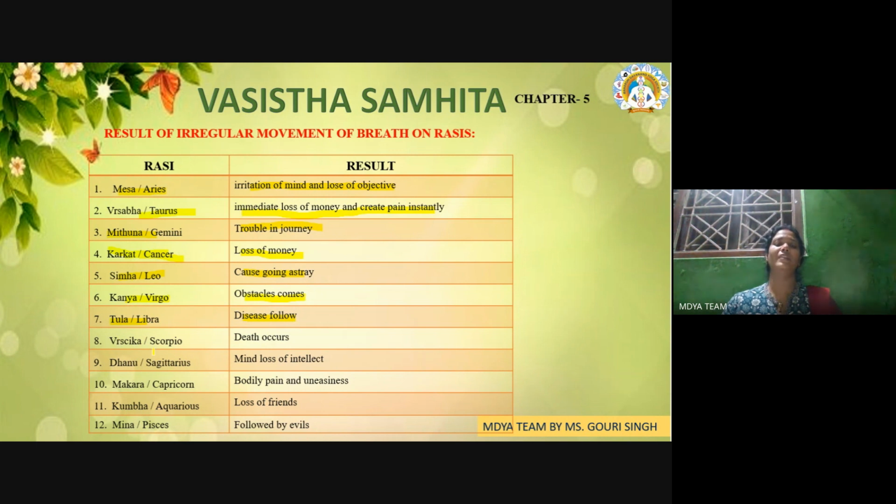These are the signs you may want to share with the sakhi. Vrishchika, then death occurs immediately. And Dhanu, then loss of intellect. Okay, and Makara, that is bodily pain and uneasiness. And Kumbha, that is loss of friends. You will lose your friends if you have irregular breath. And Meena, that is being followed by evils. So these are the results mentioned according to Vasistha.